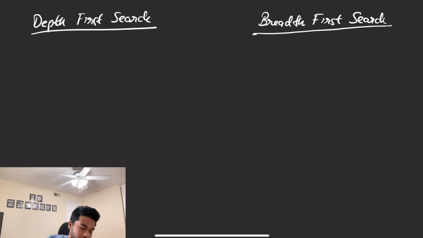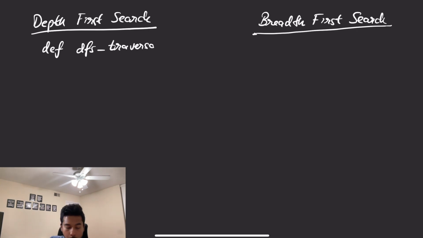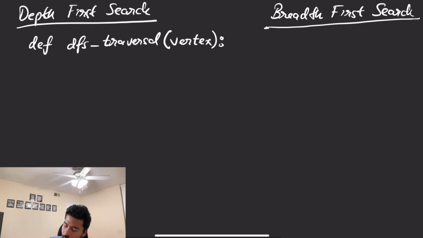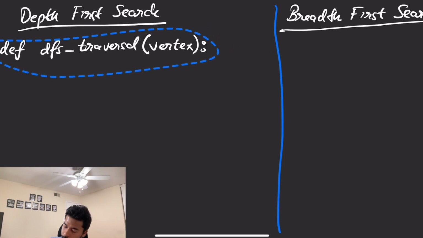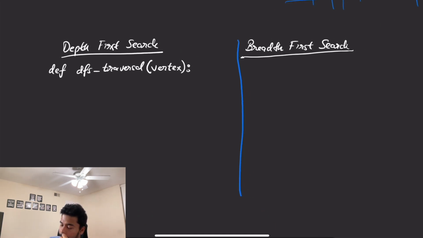So we're just going to write that out here. I'm using Python syntax. Our depth first search helper function is called DFS traversal, and we're going to take in vertex. So vertex means node, right? And what we're doing is, let me give myself some room. Okay.